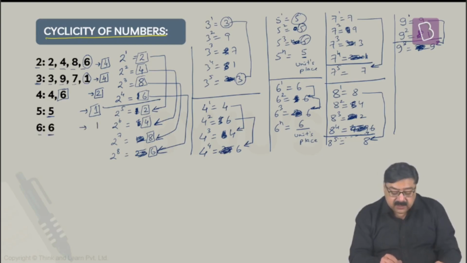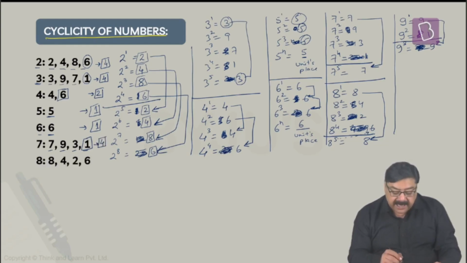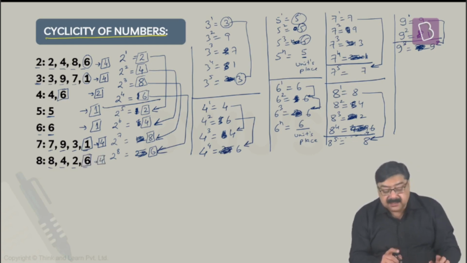Its cyclicity is 1. For 7, the numbers which are powers of 7 will end in 7, 9, 3 or 1. So the cyclicity of 7 ends in 1 and its cyclicity is 4. 8: the numbers obtained through the powers of 8 are 8, 4, 2 and 6. That is, it will have cyclicity of 4 and the cyclicity of 8 ends in 6.